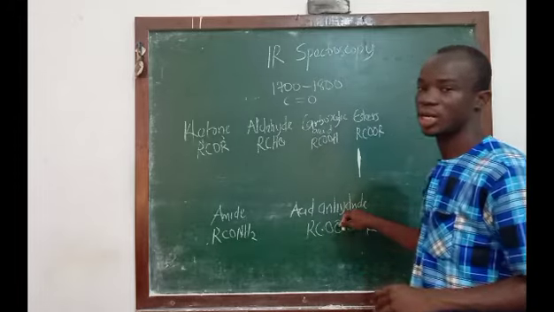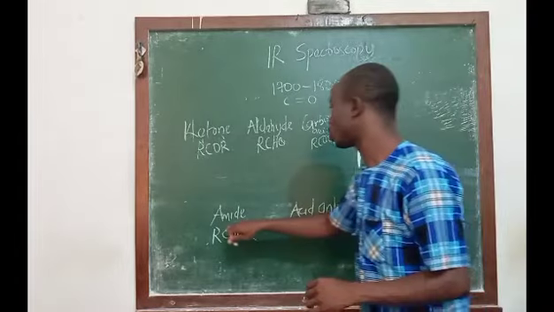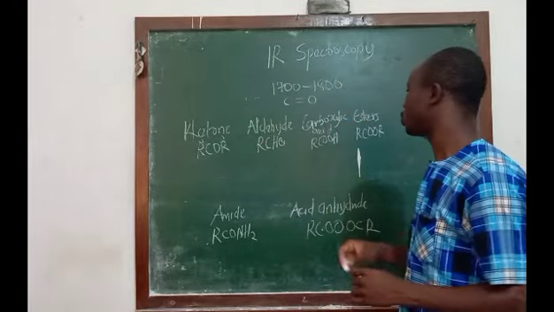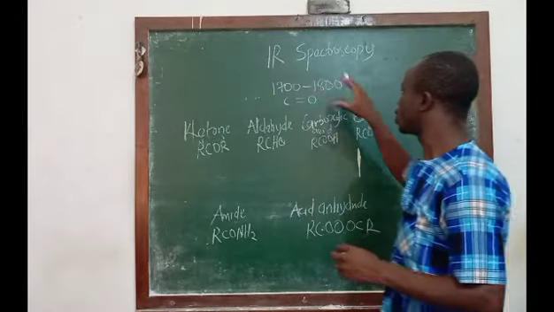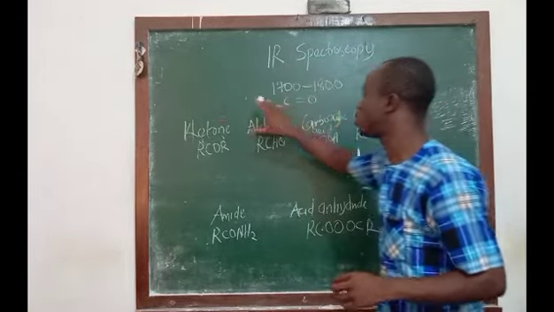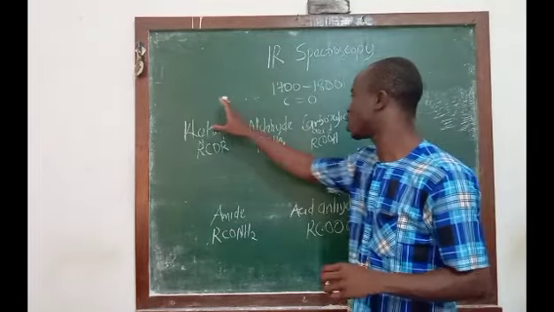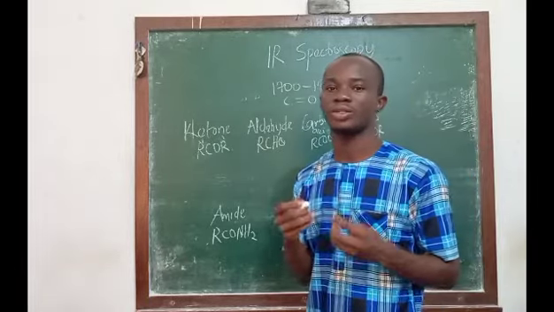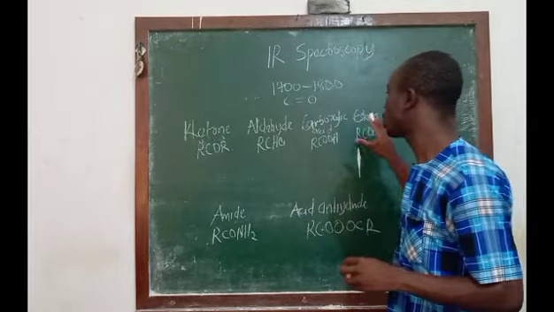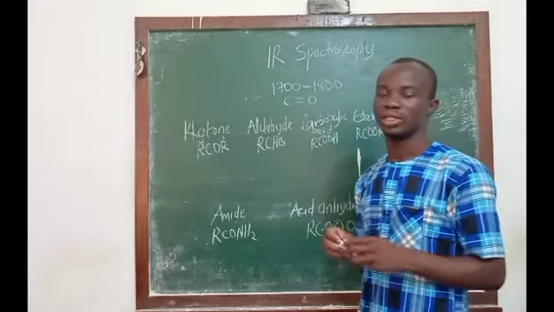So in acid anhydride, we are having two carbonyl functional groups, but in all the other ones that we mentioned there, we are having just one carbonyl functional group. So a signal within this region can represent any of these classes of compound. It is now our responsibility to find out which one of these compounds is represented within the spectrum.